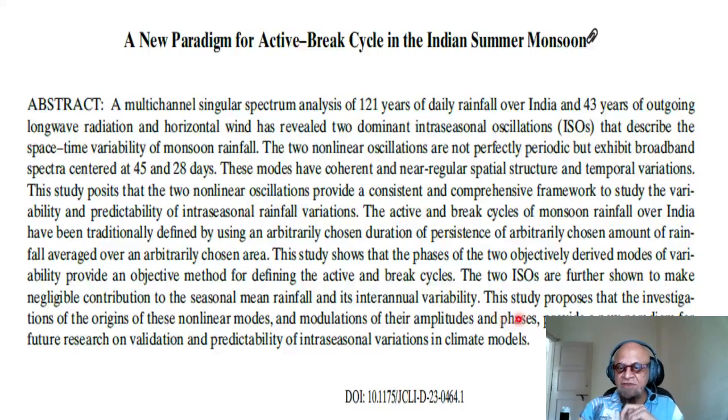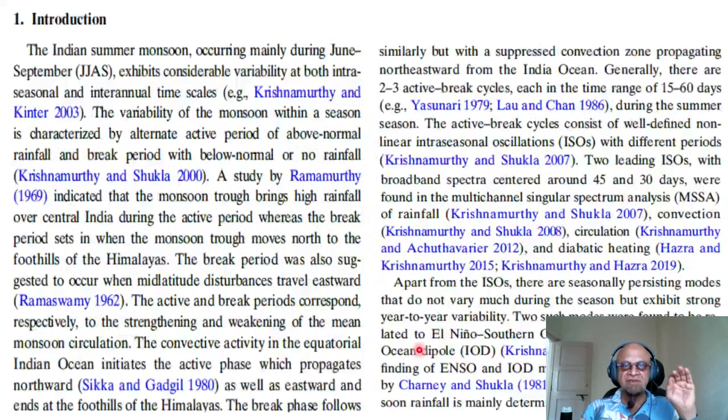Okay. This study proposes that the investigations of the origins of these nonlinear modes and modulations of their amplitudes and phases provide a new paradigm for future research on validation and predictability of intraseasonal variations in climate models. So these, honest enough to admit that these require further validation, and predictability of course will always matter, because for farmers and water resource management and energy, everything else, active break periods are very critical in terms of predictions as well, right?